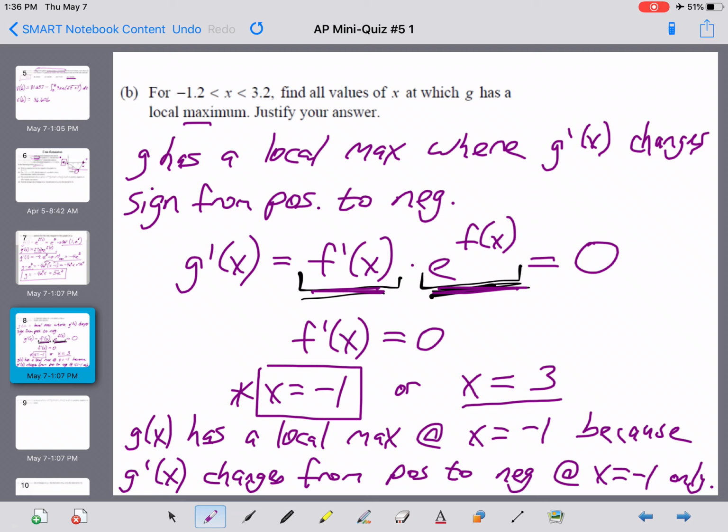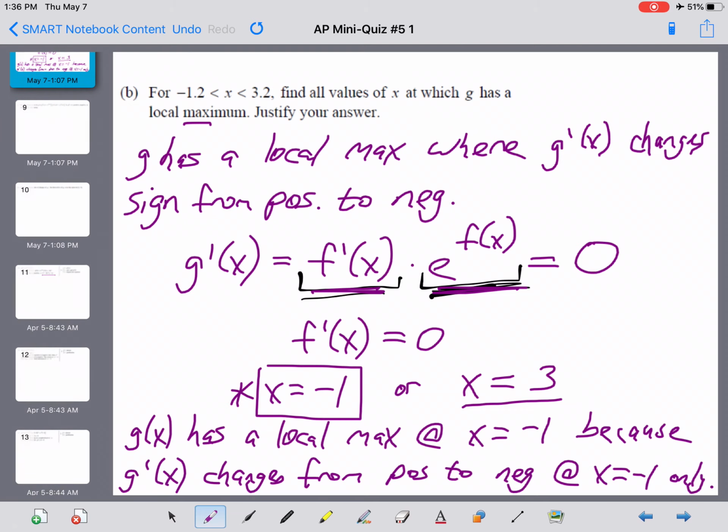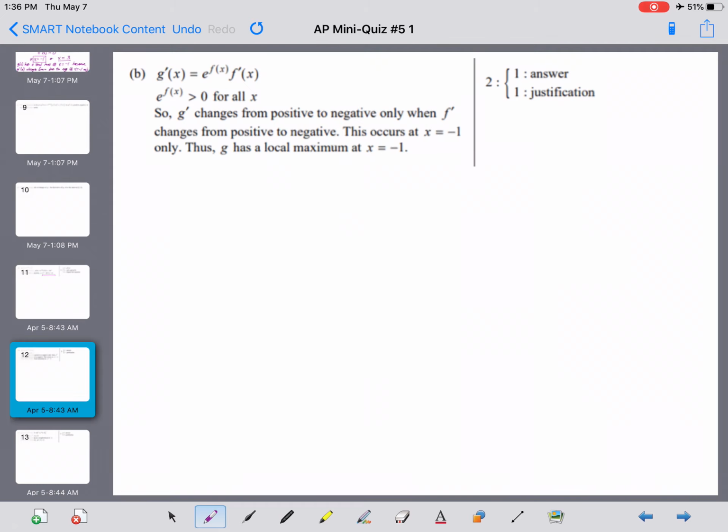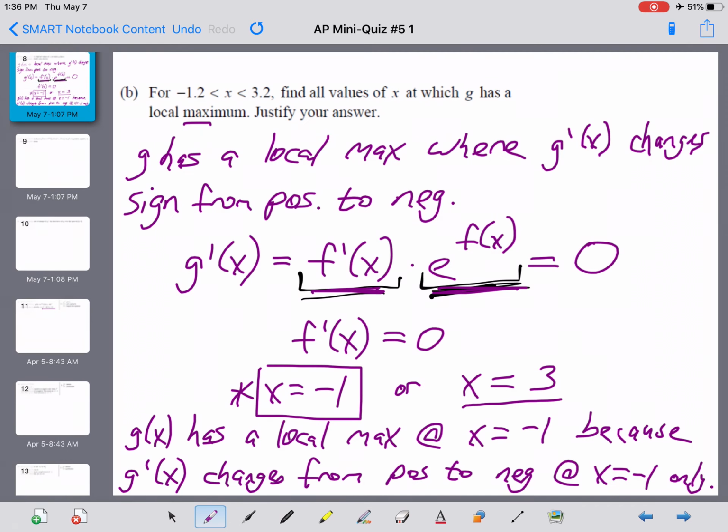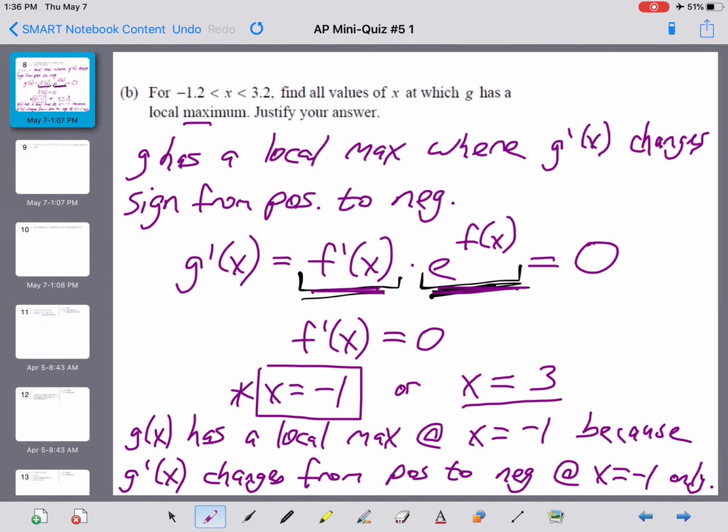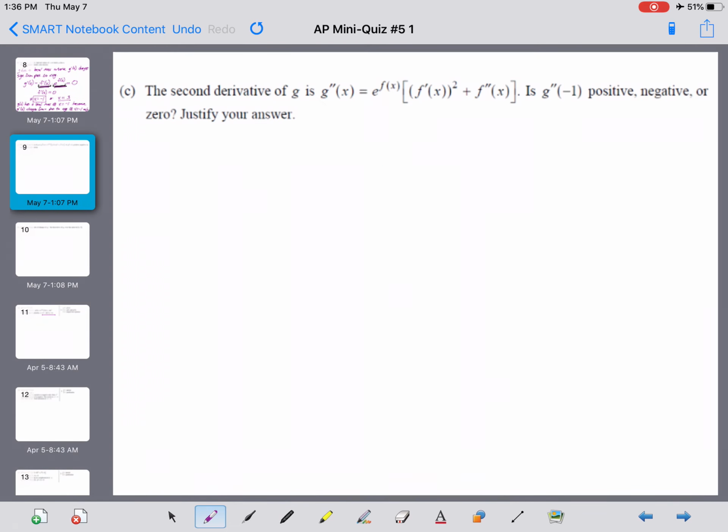Okay, so that takes care of part B. Again, let's double check that, guys. Make sure we got that right. G prime changes from positive to negative only at x equals negative 1. Okay, so a little messy, but there it is. Let's move on to part C here.